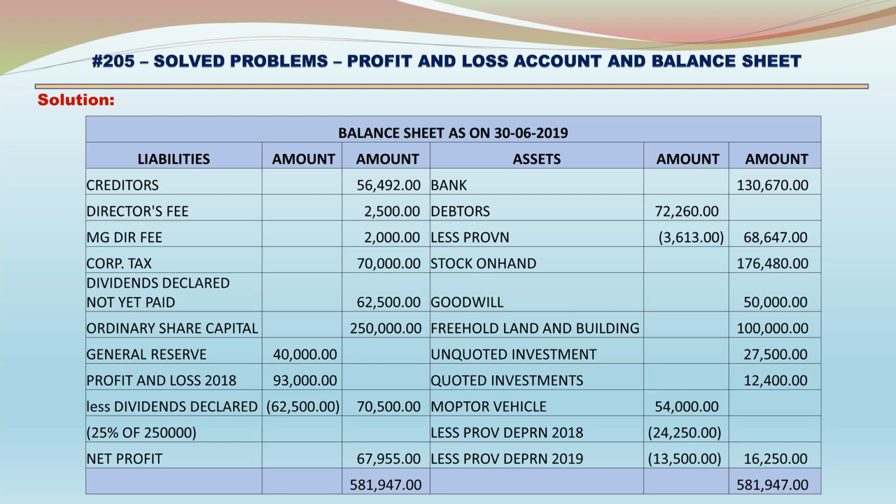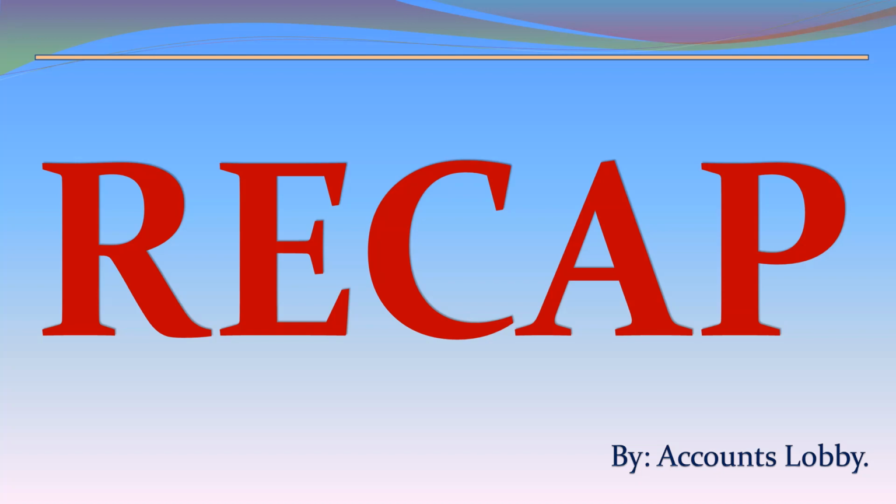Director's fees 2,500. Managing director fees 2,000. Corporate tax 70,000. Dividends declared not yet paid 62,500. Ordinary share capital 250,000. General reserve 40,000. Profit and loss account 2018 93,000. Less dividends declared 62,500. Net general reserve 70,500. Net profit 67,955. Total liabilities 581,947. Recap.